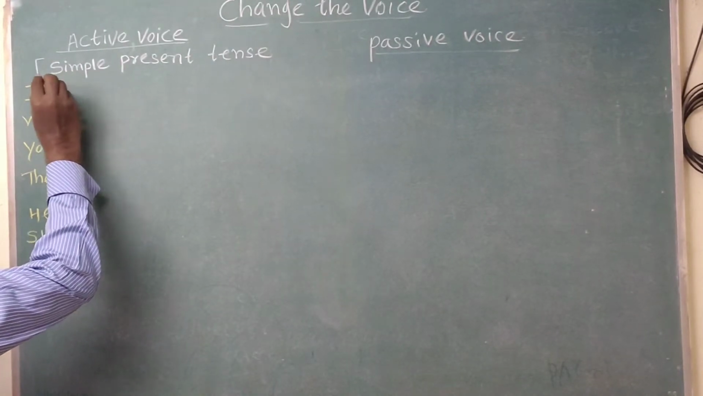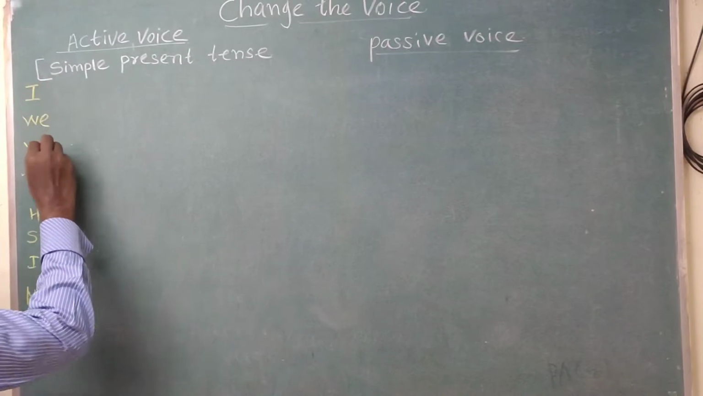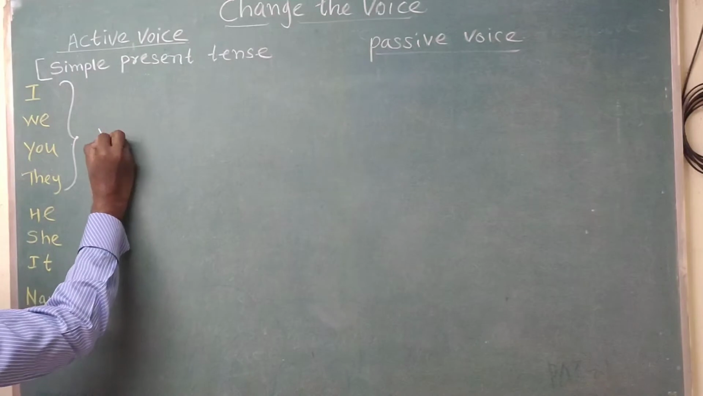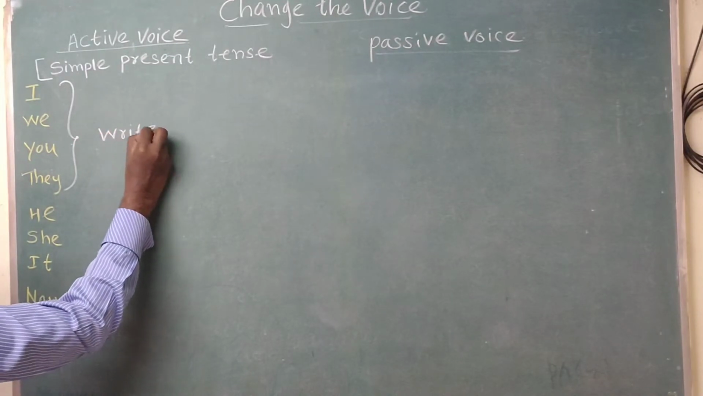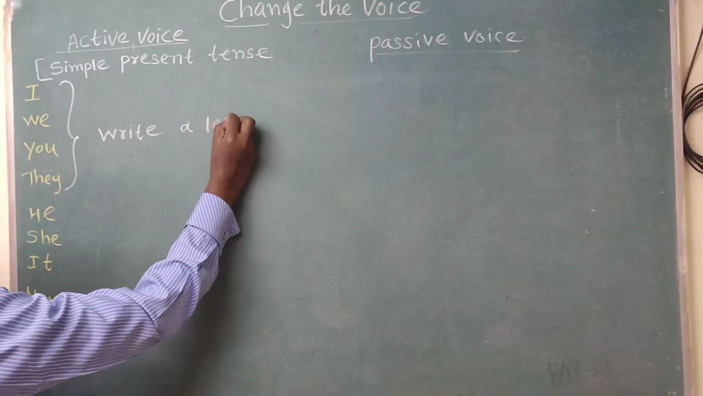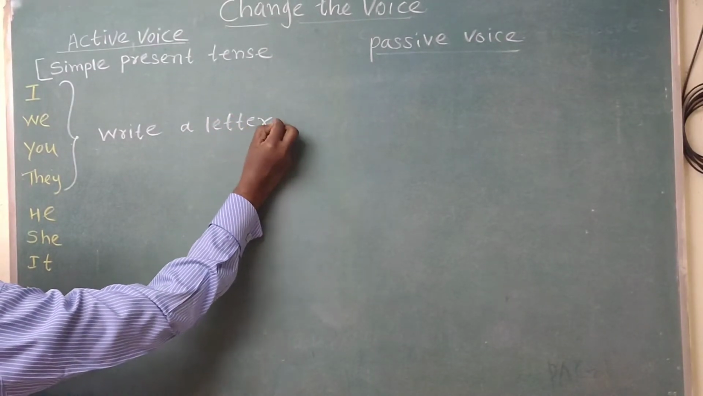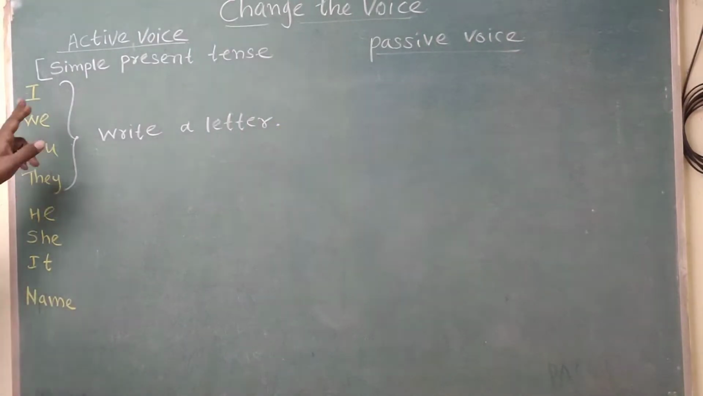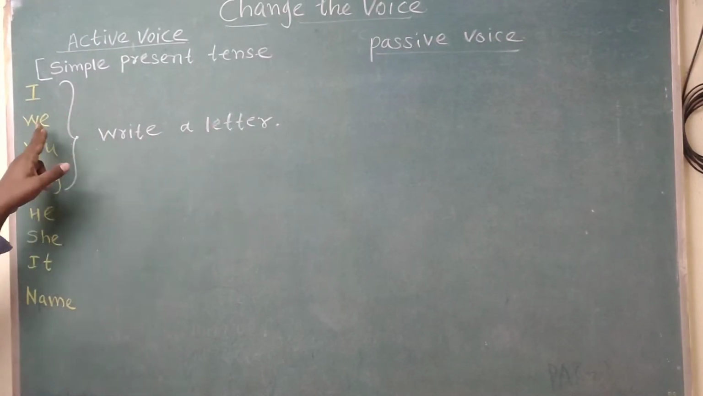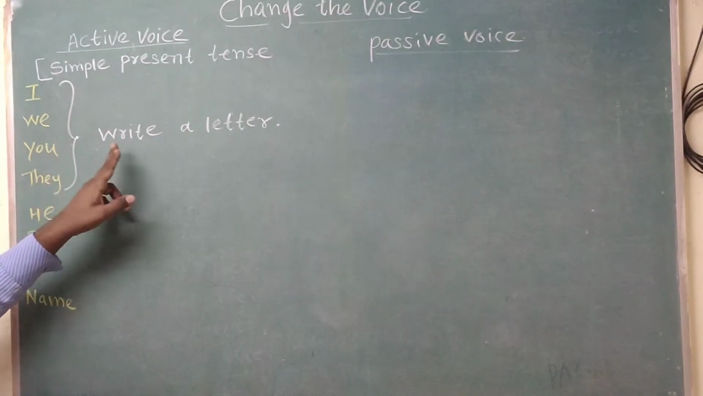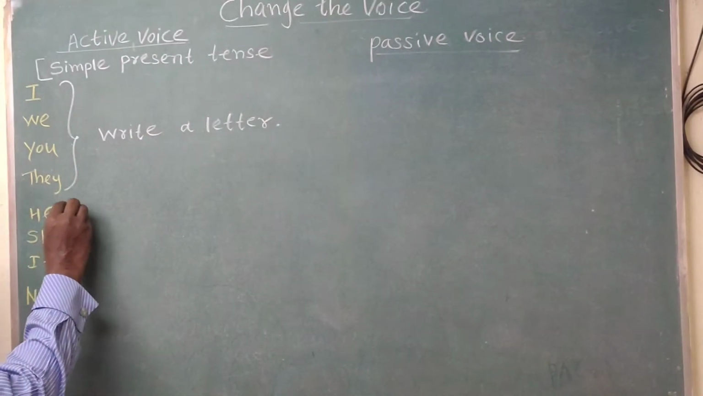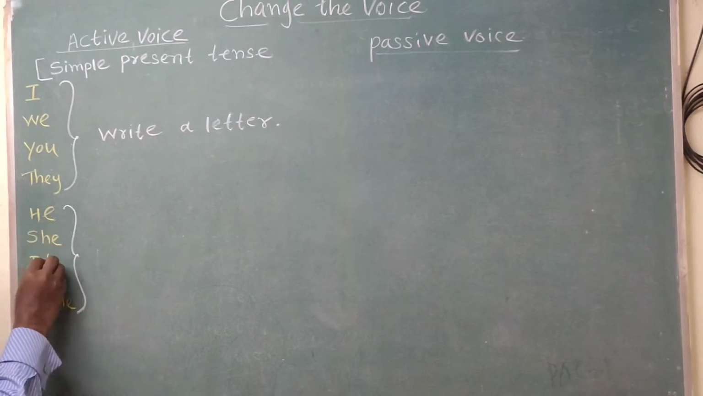Now we know that whenever the subjects are I, we, you, they in simple present tense, we take the first form of verb. Let's say write. Then a suitable object, say a letter. It means here the sentences are I write a letter, we write a letter, you write a letter, they write a letter. Now, whenever the subjects are he, she, it, name.